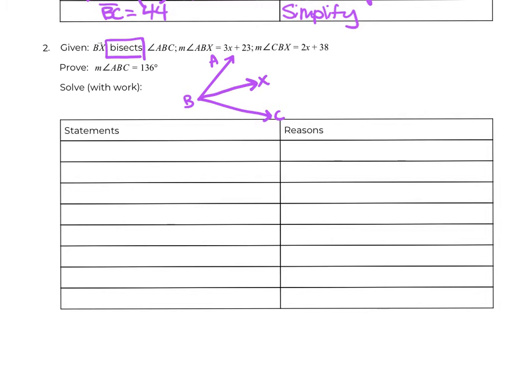Okay. It says ABX, so that is our top angle, is 3x plus 23. CBX, the bottom one, is 2x plus 30. Okay. We cannot use the 136 yet, though. So don't think you can use that in your equation. Not yet. We're trying to prove that. So let's write, what do we write first? All right, so let's see how we can write this from here. So what do we need to write first?